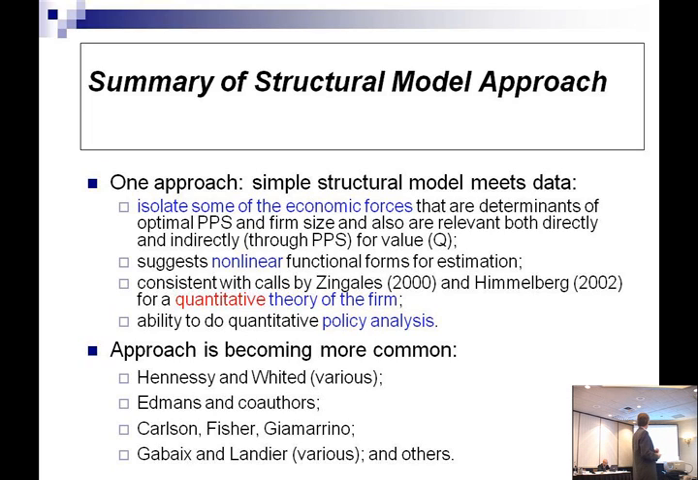But we're still working on it, and we're trying to isolate the economic forces associated with product markets and production processes that drive these things together. Nonlinearity is floating around in here. This is a response to calls for a quantitative theory of the firm by Zingales and others, including Charles Himmelberg, and you can do policy analysis.